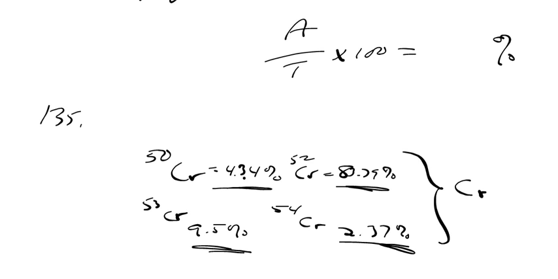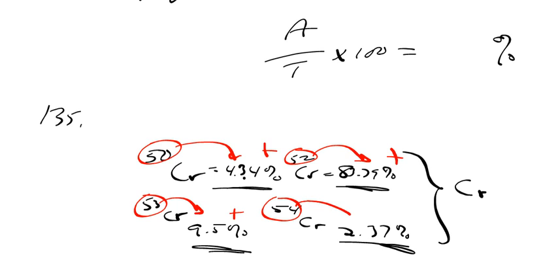50 times 4.34% plus 52 times 83.79% plus 53 times 9.5% plus 54 times its percent. When you do that out, you get numbers like 2.17 plus 43.6 plus 5.0 plus 1.28. You add them all up, you're going to get an answer of 52.05. Okay, that's how you get them.